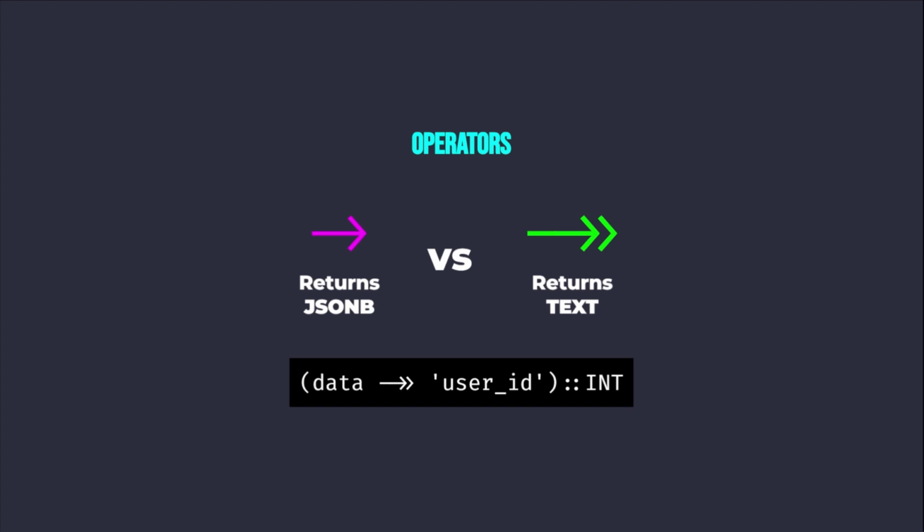The data arrow operator returns JSONB, while data double arrow returns text, which is essential for type-specific indexing and comparison. System analysts must define these specific paths upfront, treating them as virtual columns, otherwise the performance gains are lost.